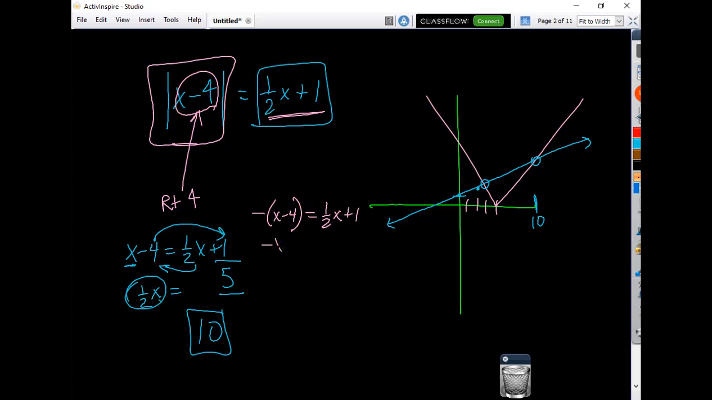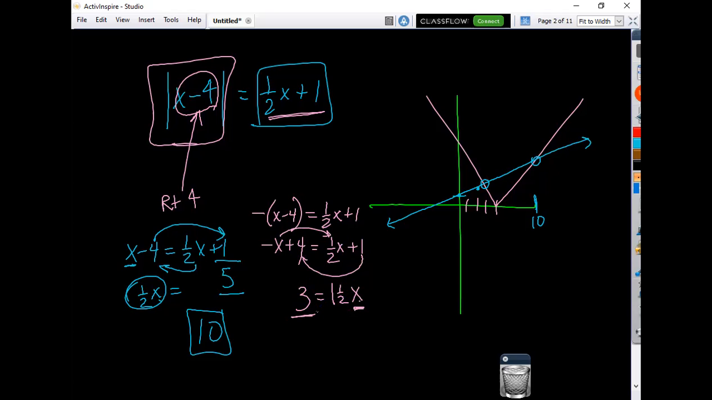So we have a negative x, distribute that onto this minus 4, we'd have a plus 4, and then a 1/2 x plus 1. I'm going to subtract this 1 over here so my numbers stay positive. Add the x over there. 1 whole x added to a 1/2 x is 1.5 x. So 1.5 times what equals 3?